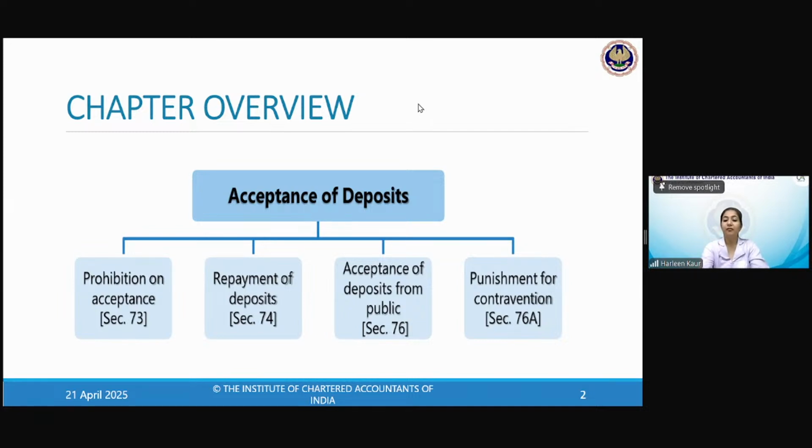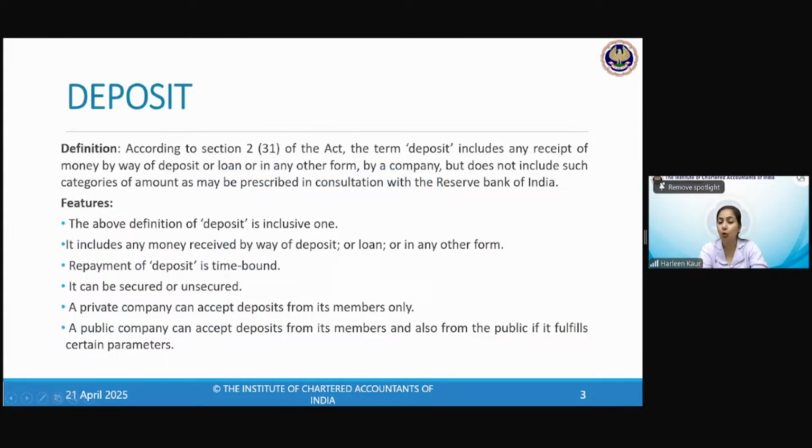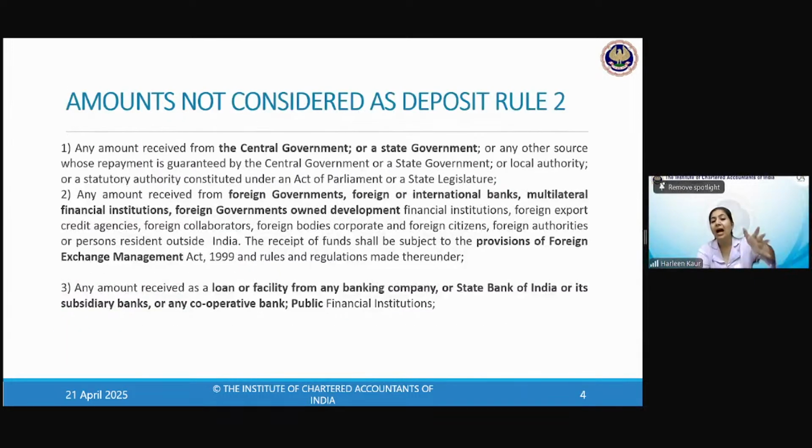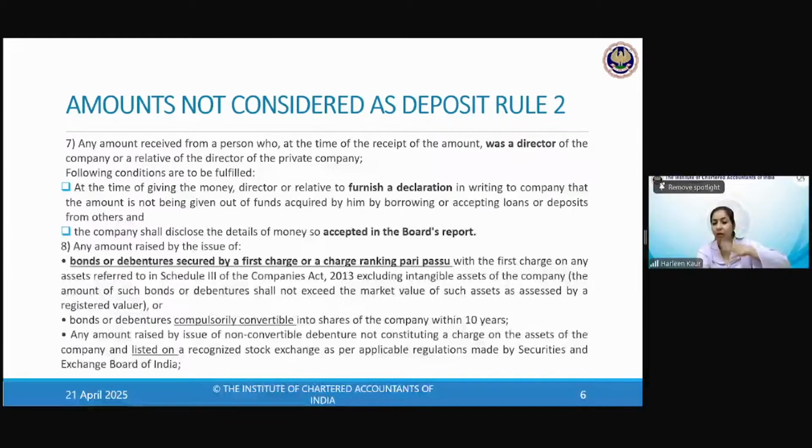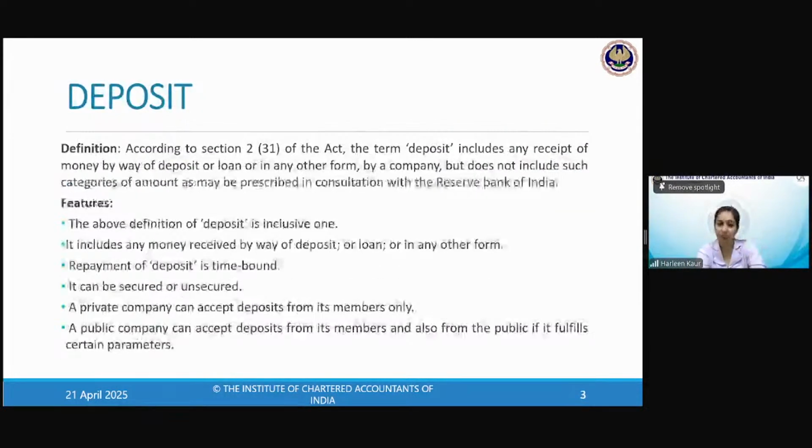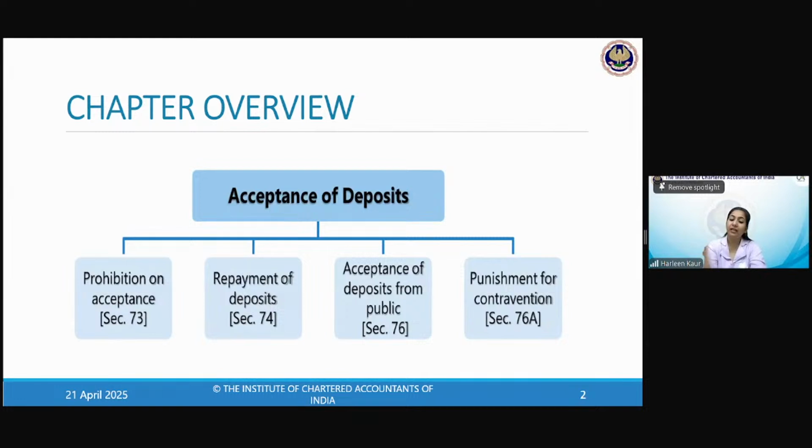Deposits has been defined in the respective section, that is section 2 clause 31, which has an elaborative definition of what all is included. And as per the rules, we will be discussing 3-4 slides about the amounts which are not considered as deposit. Each and every point will be taken up as an exclusive case study. And first, we will be discussing in detail the definition of deposit.